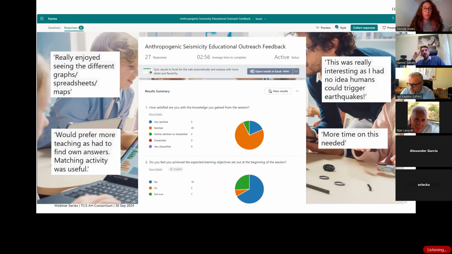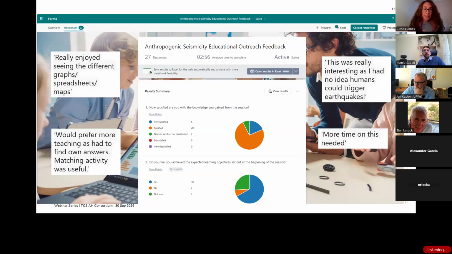So feedback from delivering both the printable matching game and the series of practical worksheets at the colleges, as per the funding from the British Geophysical Association, is here. Generally we had quite good positive feedback. Most reported that they had achieved the expected intended learning objectives and were satisfied with the knowledge gained. Some did comment that they could have done with more time, especially with completing those practical worksheets. Others commented that they enjoyed seeing the different graphs, maps, and the interactivity of the online resources used. One student mentioned they would prefer more teaching, as they didn't like having to find their own answers, but there you go. But they did say that the matching activity was useful.